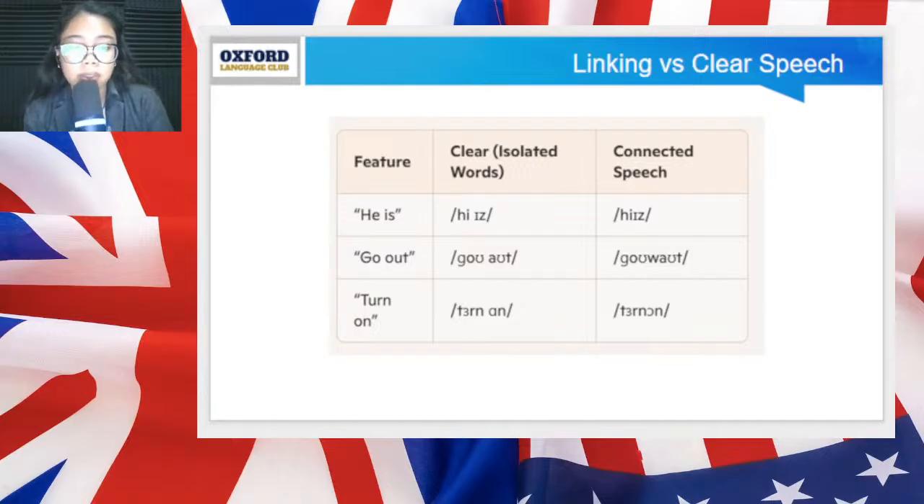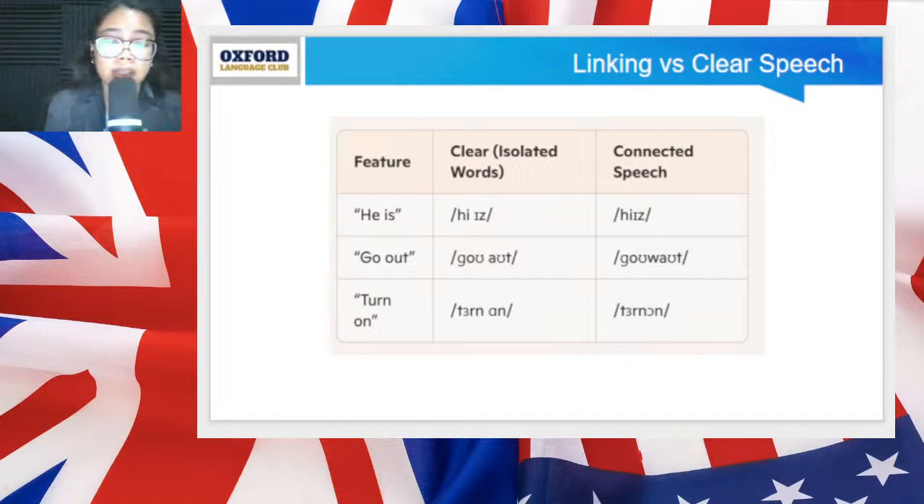Our mouths naturally insert a small, almost unnoticeable glide, like a W or Y sound, to prevent two vowels from clashing. So this makes the transition smooth and effortless. Try saying "go out" slowly and then faster, letting that little W sound naturally form. In clear, isolated words, it would sound like "go out." In connected speech, it's "go out." You'll feel how much smoother it is than trying to stop between "go" and "out."